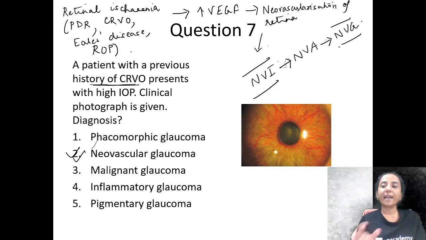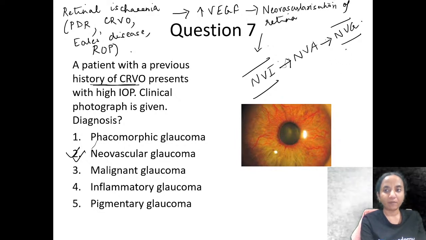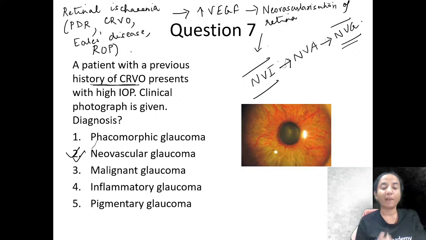So basically, NVG is an anterior segment problem, but the origin is in the posterior segment. So this is actually a secondary glaucoma, and that's why they have given us a history of CRVO.